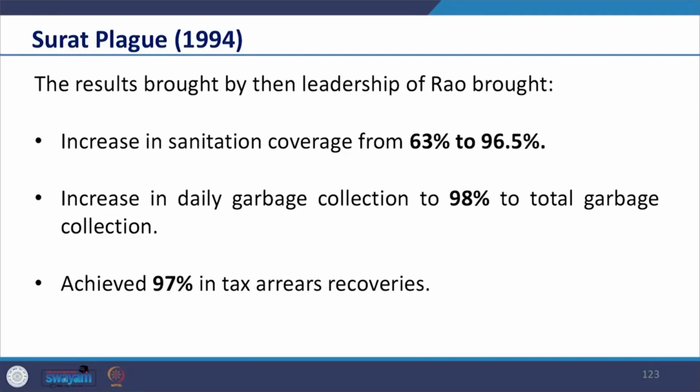Surat Municipal Commissioner Mr. S.R. Rao, appointed on 3rd May 1995, had taken major initiative in city cleanliness, system reforms, road widening, demolition of illegal constructions and so on. The result brought by the then leadership of Rao, we see that there was increase in sanitation coverage from 63 to 96%, increase in daily garbage collection to 98%, and it achieved 97% of tax area recoveries. Further, we see there was a lot of initiation of motivating community to undertake specific behavior patterns. So, we did talk about there is a concern of attitude related to hygiene, proved to be effective in containing outbreaks of infectious disease.